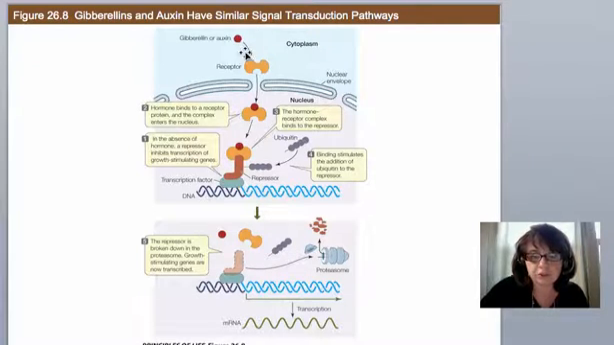So here's gibberellin or auxin coming to the cell. It binds a receptor in the cytoplasm. That receptor gets dragged into the nucleus. This is kind of sounding like the steroid receptor story. It binds another transcription factor, which activates gene expression, and voila, the downstream effects are going to happen because genes get turned on. And that's the level of the summary that you want to know.